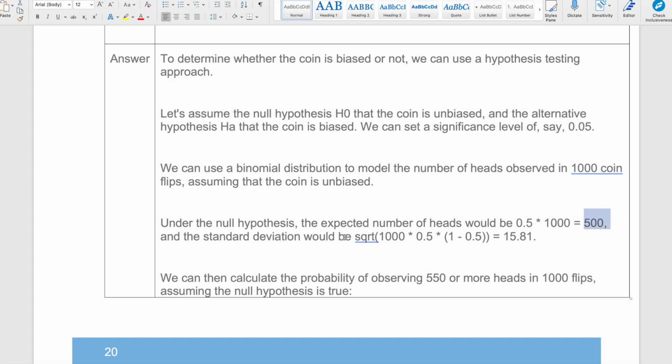And what is the standard deviation? The standard deviation of a binomial distribution is the square root of n into p into 1 minus p, right? This is the standard deviation. So what will be the standard deviation? It is 15.81. So let's write it down. Okay, let's write it down.